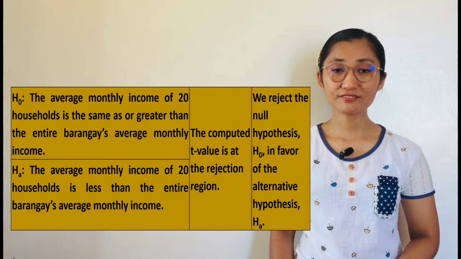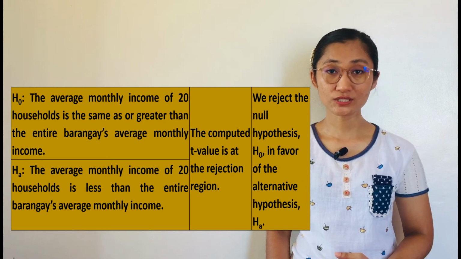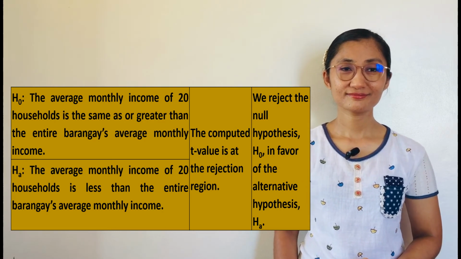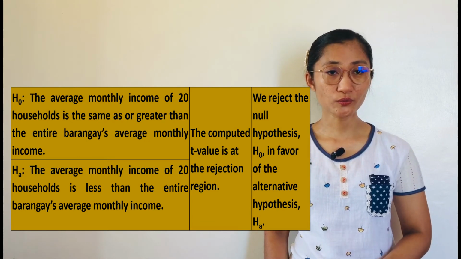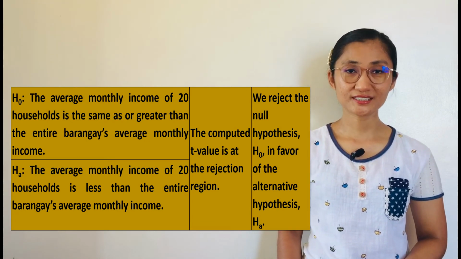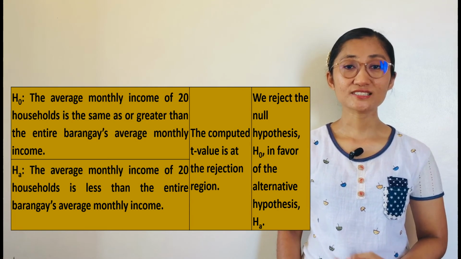The computed t-value is at the rejection region. We reject the null hypothesis H sub 0 in favor of the alternative hypothesis H sub A.